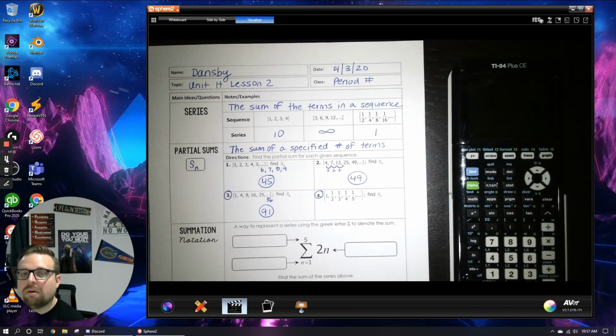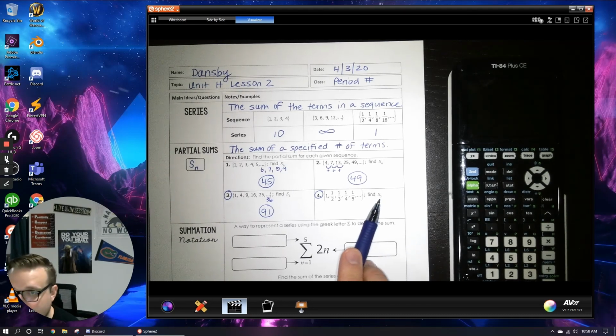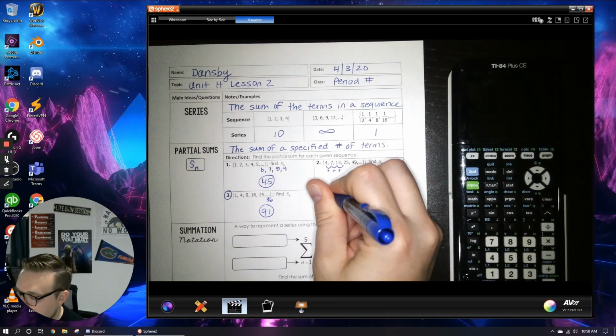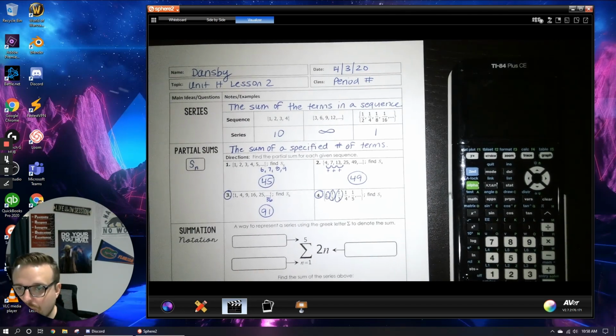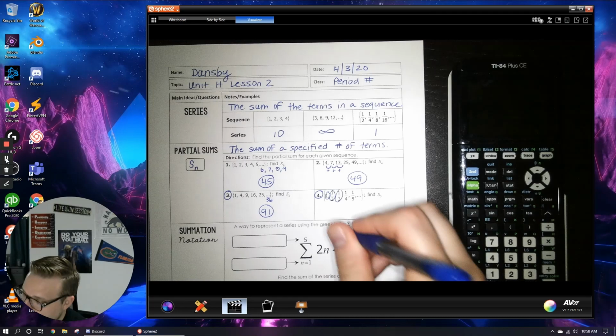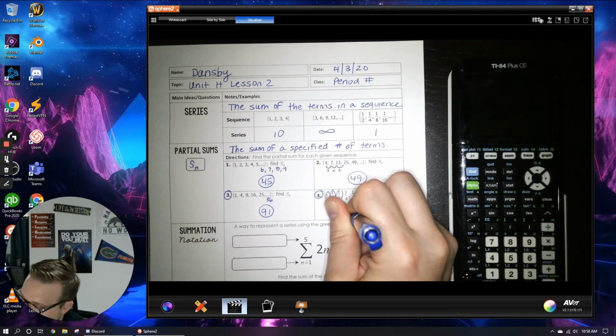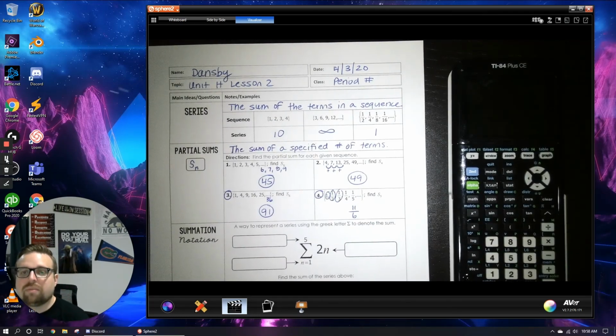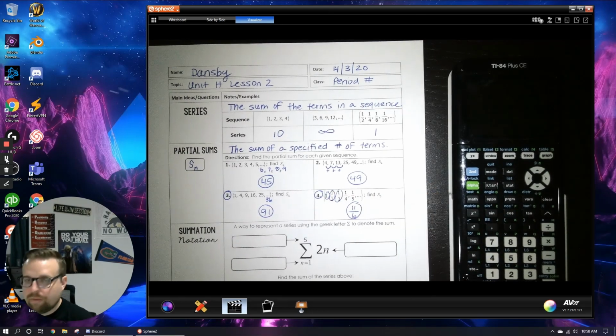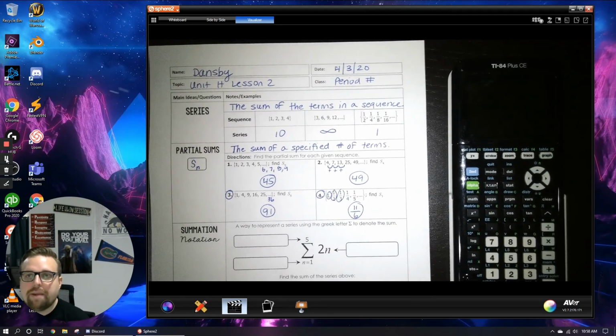And number 4 is another partial sum. They want us to find the sum of the first 3 terms. I'm telling that because in the subscript, in my notation here, it's telling me to do the third up to the 3rd term. So that's going to be this one and this one and this one added together. So just add them together, and you will find an answer of 11 over 6. Okay, circle my answer. All right.